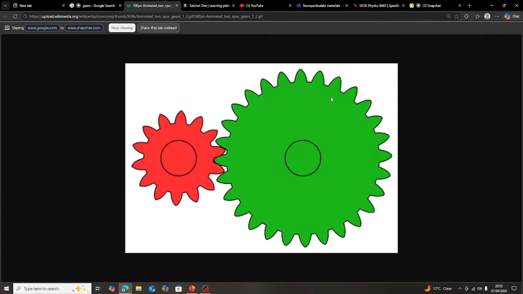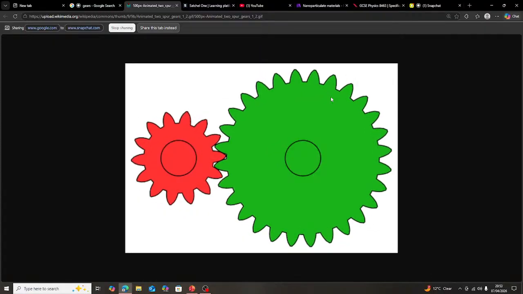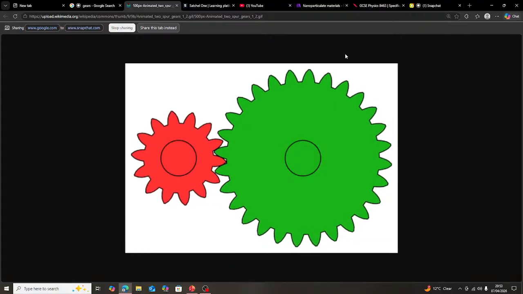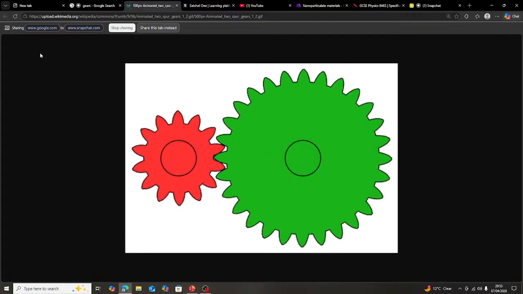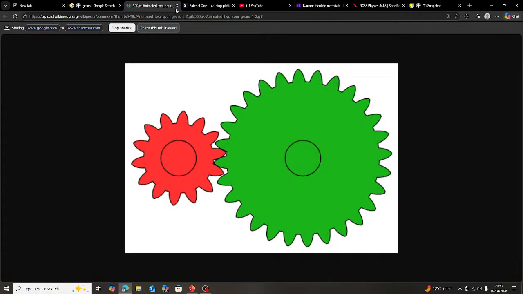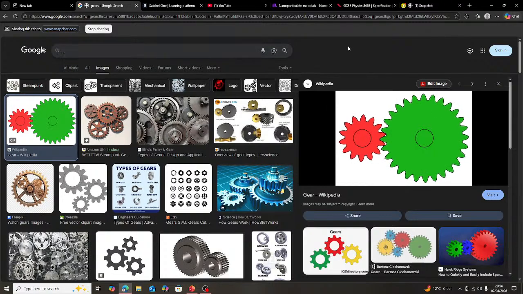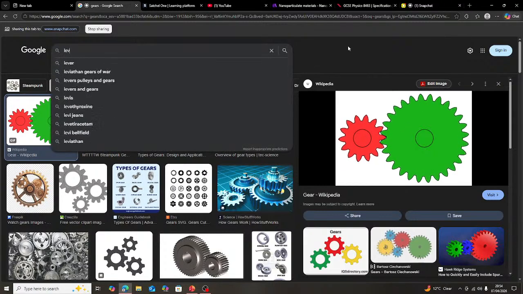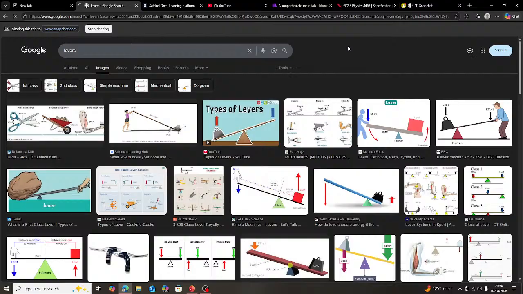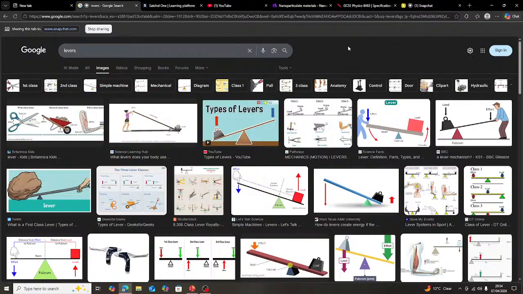So this is another example of transmitting the turning effect of a force, just like levers do. Wait, no, we didn't go through levers, did we? What if they're the same size? Yeah, sure. Then they both move at the same speed. Actually, we kind of did go through levers, didn't we?